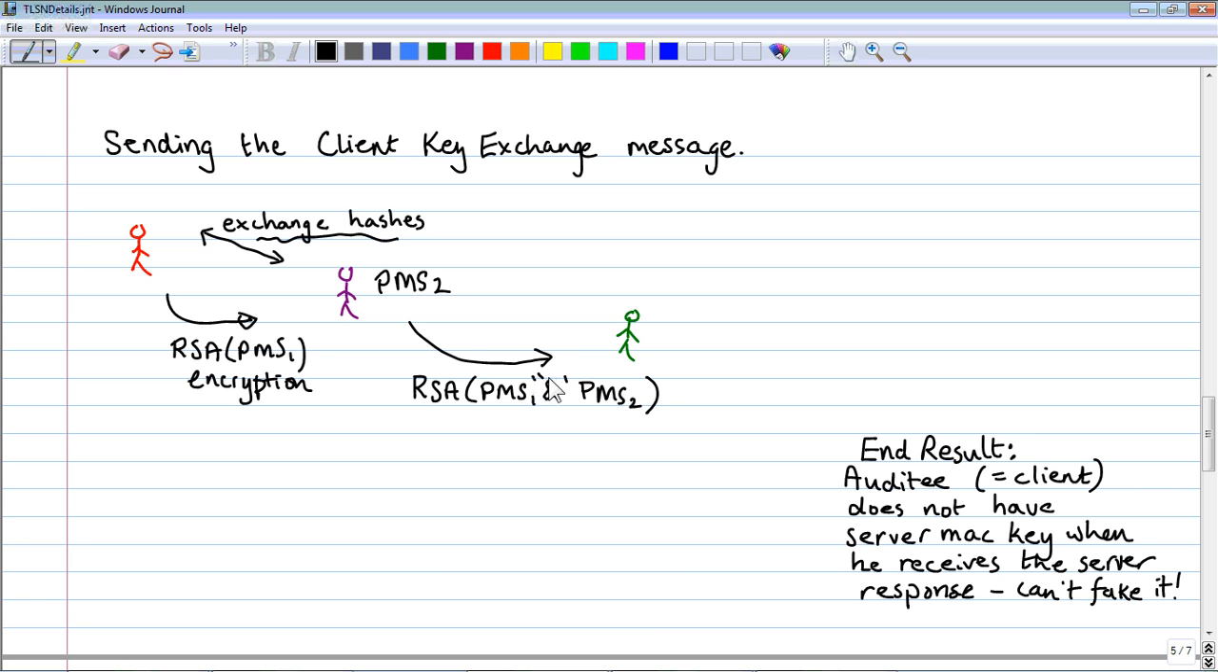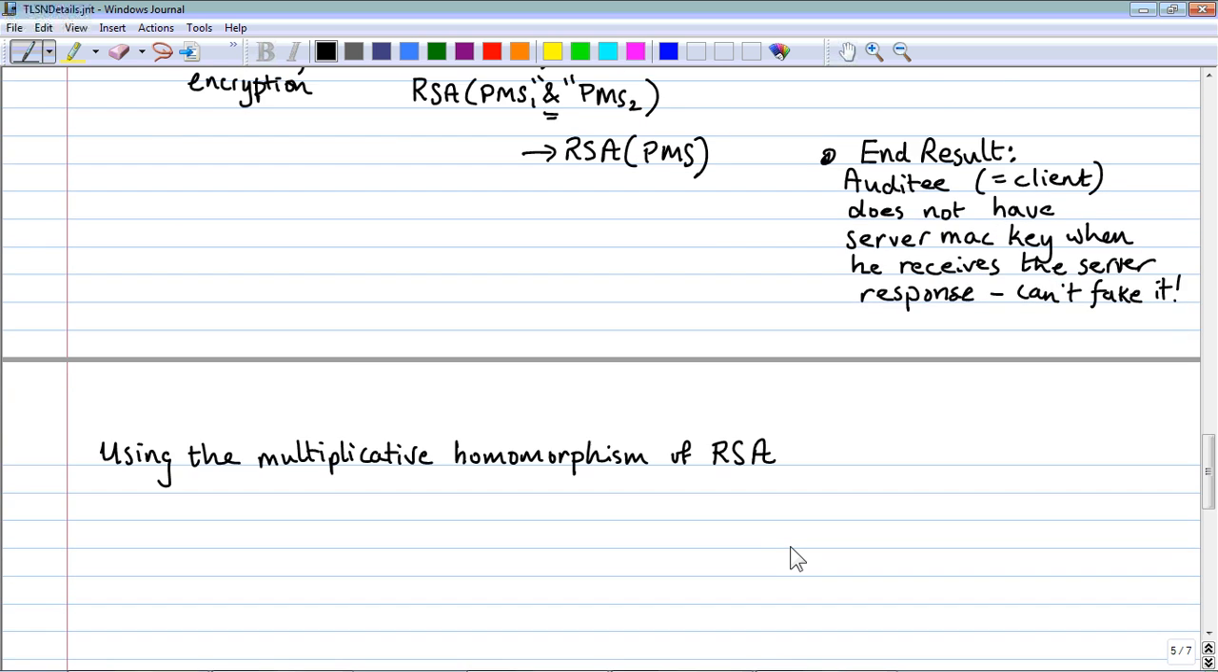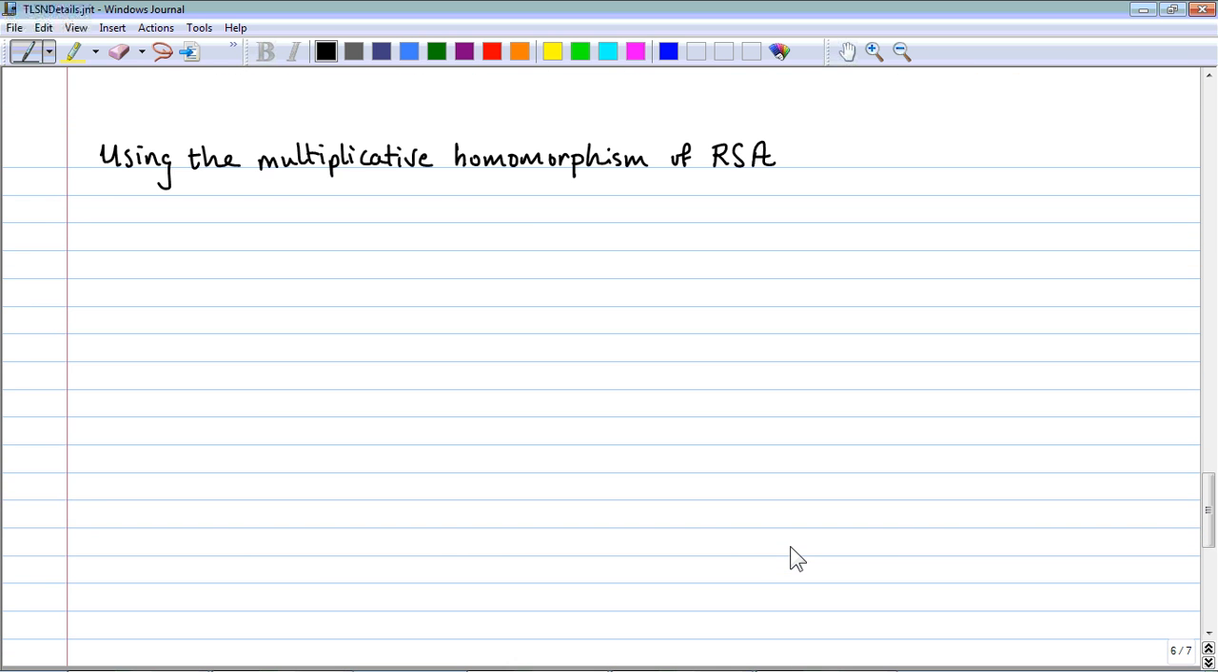I've put in here in quotes "and" because we're going to see in a minute the mathematical basis for combining those two RSA encryptions to give the actual full RSA encryption of the full pre-master secret, which can be sent to the auditor. And the end result, as we see here, is that the auditee does not have the server MAC key when he receives the server response, and so he can't fake the server response. So the last step is to see mathematically how that's possible.